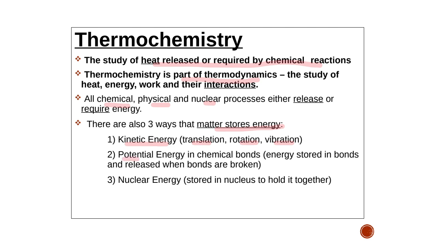All matter stores energy in the form of potential energy in their chemical bonds. So when the electrons are being transferred or shared and a chemical bond occurs, there's energy stored there and it can be released or absorbed depending on whether you're breaking or forming bonds. And then there's nuclear energy. This is energy stored in the nucleus that holds it together to make it a stable atom.